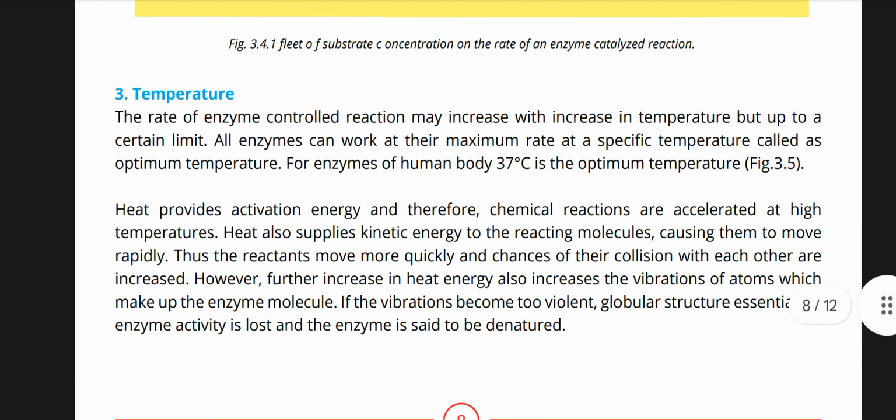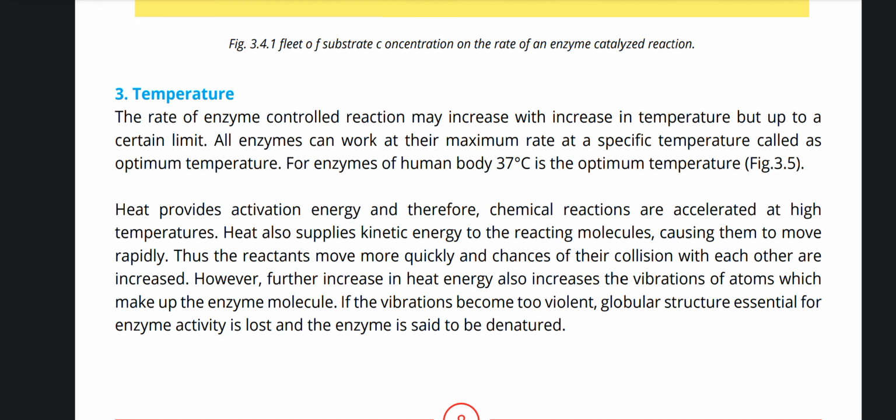Number 3. Temperature. The rate of enzyme controlled reaction may increase with the increase in temperature, but up to a certain limit only. All the enzymes can work at their maximum rate at a specific temperature, called the optimum temperature. For the enzymes of the human body, 37 degrees Celsius is the optimum temperature. Heat provides activation energy and therefore chemical reactions are accelerated at high temperatures. Heat also supplies kinetic energy to the reacting molecules, causing them to move rapidly. Thus the reactants move more quickly and chances of their collision with each other are increased.